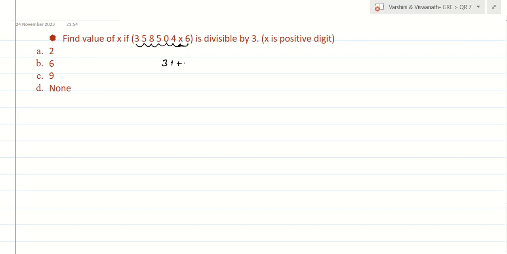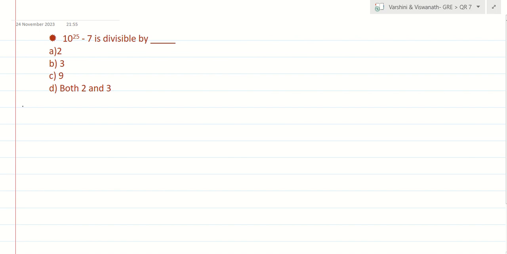Correct. 41 plus x must be divisible by 3. Correct, no? So if x value is plugged in as 2, how much will we get as the result? 33, which is divisible by 3. Right answer. Let's go ahead with this question. Tell me the answer for this quickly, within 30 seconds.